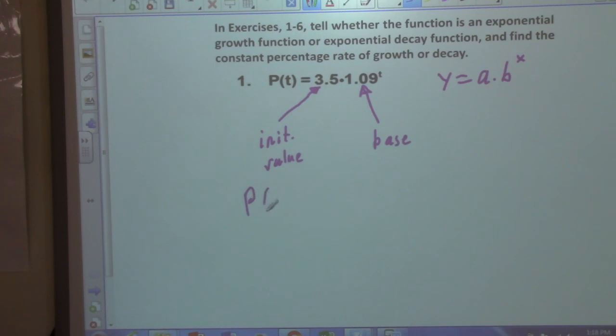So the basic format is this: P of t equals initial value a, and in the place of base, we put 1 plus r to the power of t. P can be used for population. So the population with respect to time is equal to the starting population times 1 plus r, where r is the rate. And so 1 plus r is equal to b, which is our base.